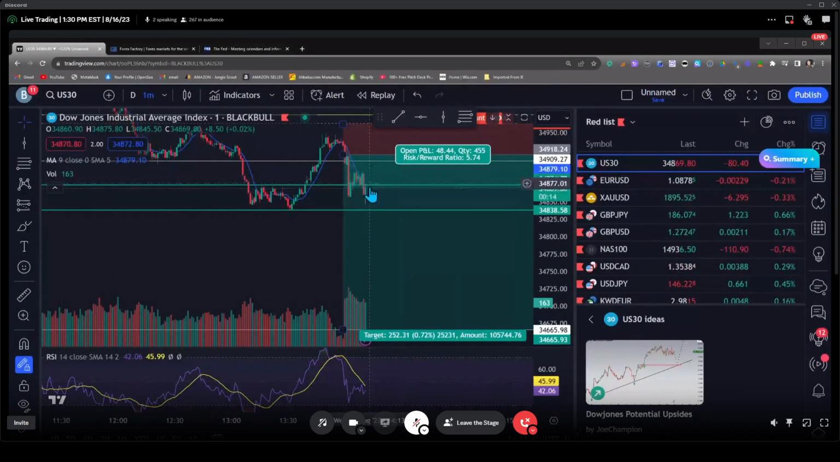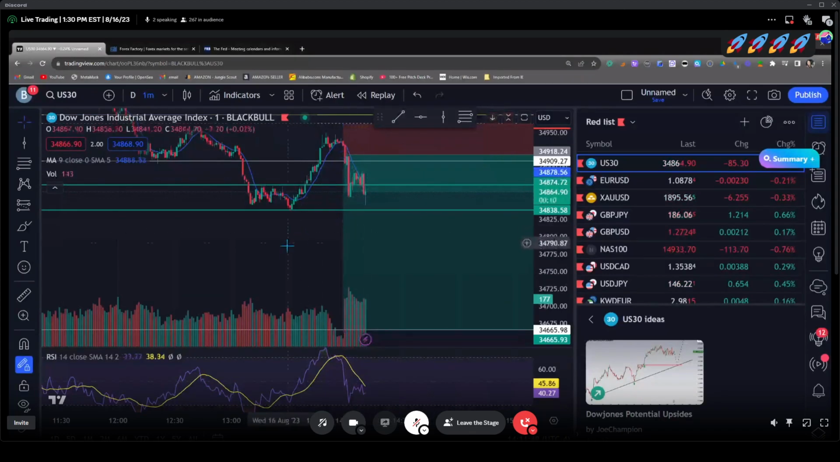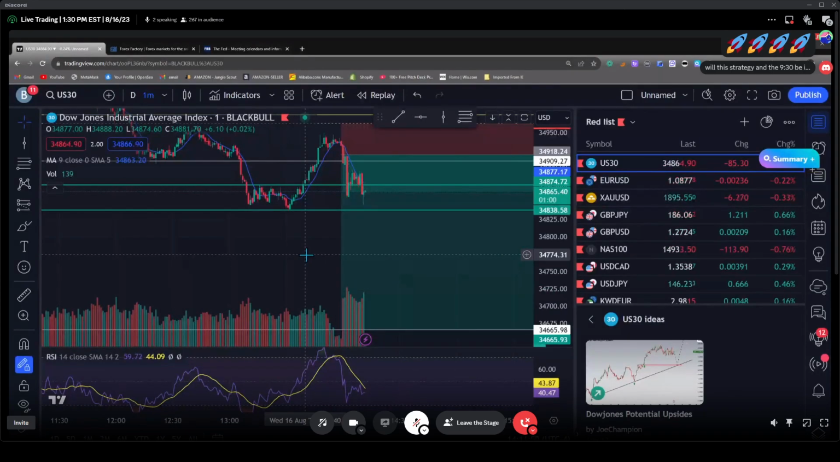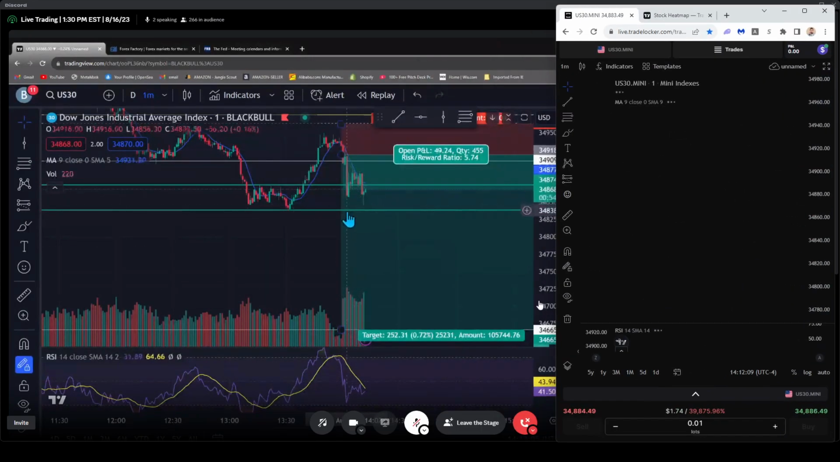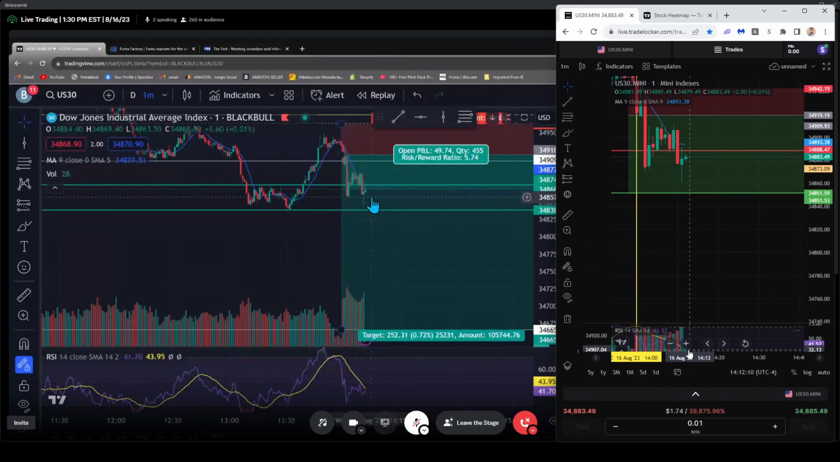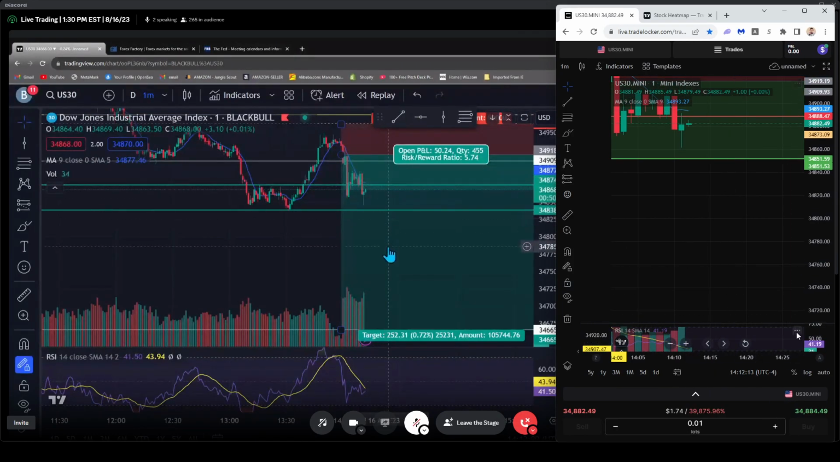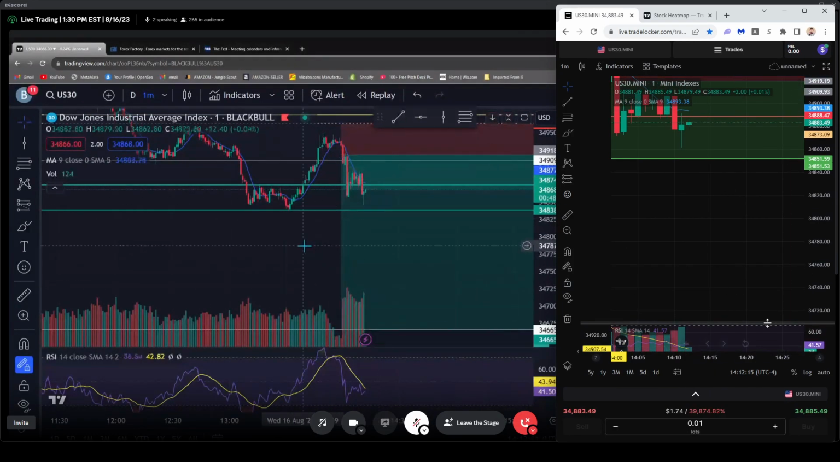Maybe it might consolidate in this area a little bit. Should come back up to this area, wick out, and then another red candle.